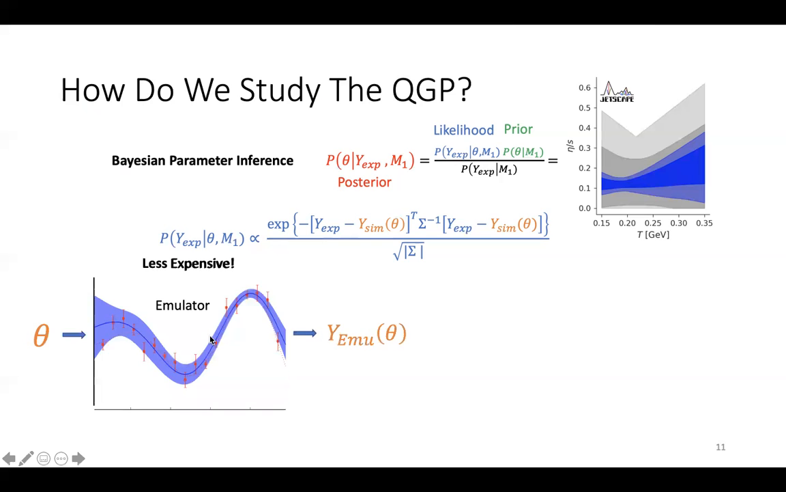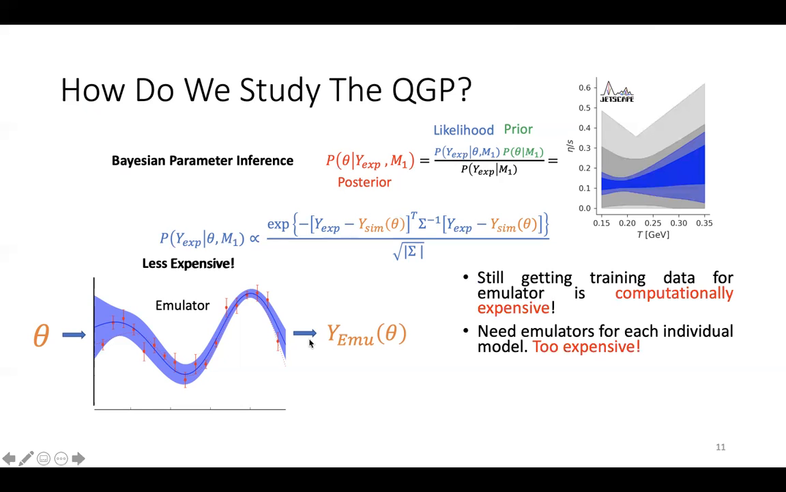So as a workaround to that problem, we build emulators. As I said before, emulators are computationally cheap surrogates that can predict and interpolate simulation outputs without actually running the simulation, after we train them on a sparse set of simulation data. And now the most computationally expensive part is getting the training data for these emulators.